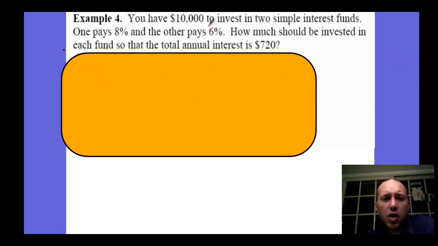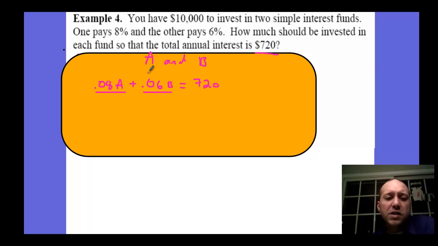The next one here: you have $10,000 to invest in 2 simple interest funds. One pays 8%, the other pays 6%. How much should you invest in each fund so that the total annual interest is $720? We have 2 investments, so we can just call them A and B, 2 different simple interest funds. We get 8% on one and 6% interest on the other. So I take the interest I get for the first one and add the interest I get from the second one, and I know the interest I should get is 720.